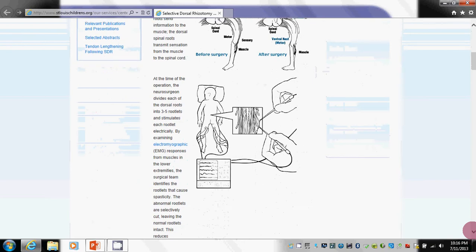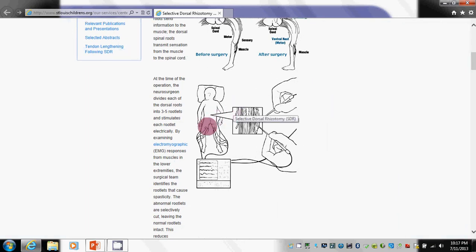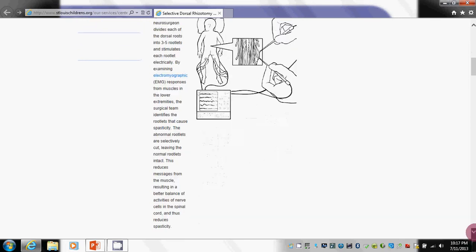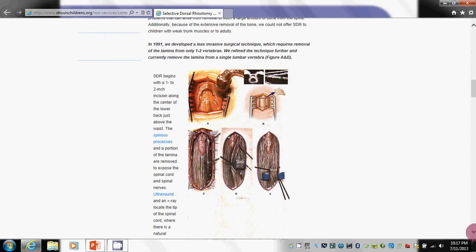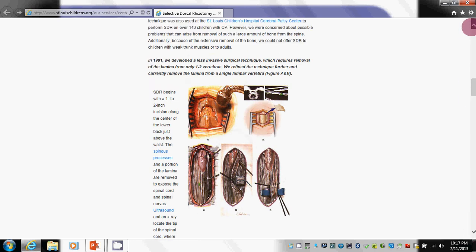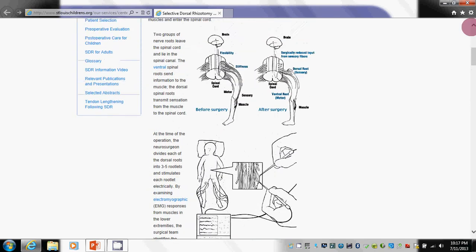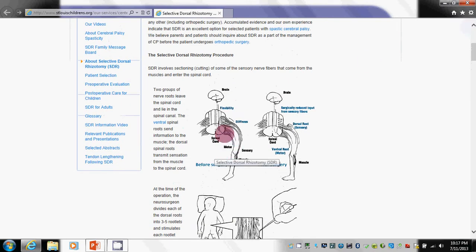As you can see, the child is lying prone. The child is hooked up to an EMG machine, and the surgeon makes an incision in the child's waist and stimulates the roots coming out of the spinal cord. Here's a more graphic representation of the surgery. And here is your before and after pictures. And as you can see here, a few of the rootlets were cut, but leaving some intact.